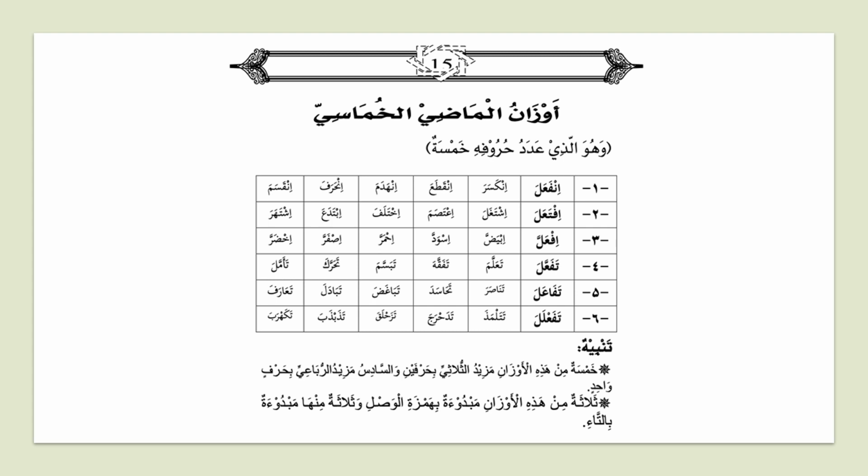Should we move on? Now we have the fifth scale, tafa'ala. Tanasara is to help one another. Tahasada is to envy one another. Tabaghada, to hate one another. Then we have tabadala, to exchange with one another. Ta'arafa is to know one another.